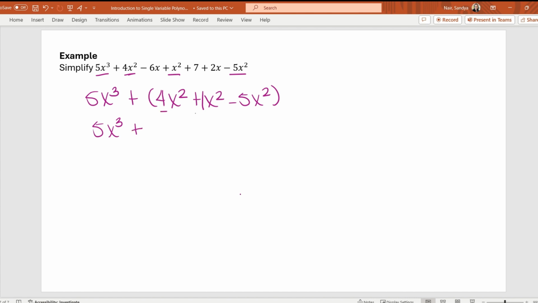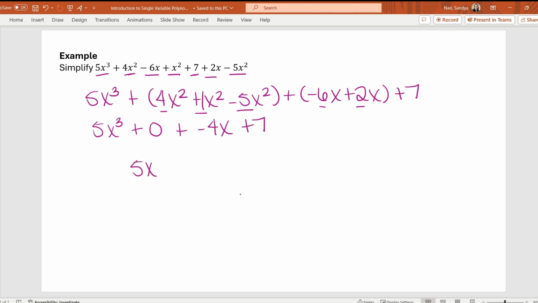When I have 4 plus 1, that's 5. 5 minus 5 is 0. So that's basically 0x squared, so that's just 0. And then I have minus 6x plus 2x. Let's go ahead and write that. Remember that sign in front of the 6x is going to stay with it. So minus 6x plus 2x, that's going to be plus negative 4x, because minus 6 plus 2 is negative 4. And then I finally have this plus 7, but that doesn't have anything to combine with, so I'm just going to leave that as a plus 7. So now if I simplify this, I have 5x cubed minus 4x plus 7, and that is now the fully simplified form of this expression.